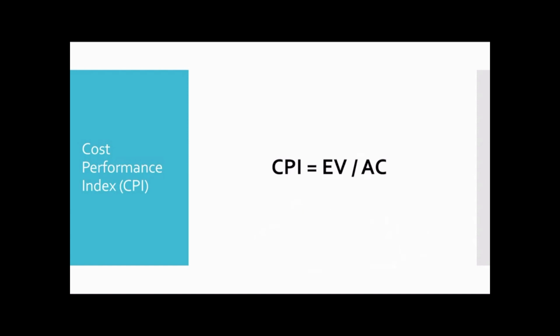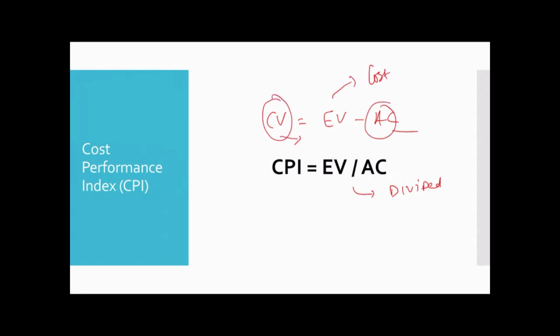Next, cost performance index. Cost performance index is the rate at which the project is proceeding. It's earned value divided by actual cost. So in cost variance you had earned value minus actual cost. In cost performance index you have earned value divided by actual cost. Always remember earned value comes first, and actual cost comes second. Two times we get cost over here, so it's easier for you to remember the formula.